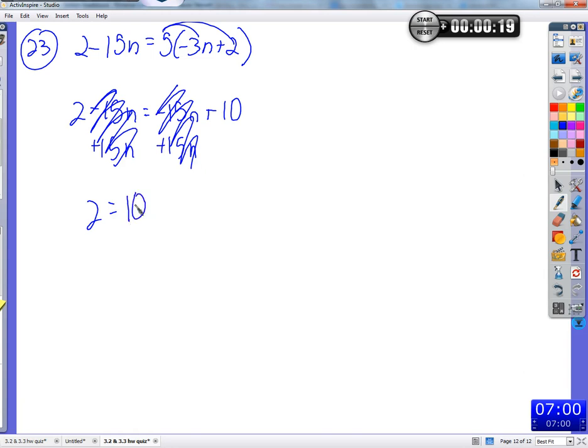Does 2 equal 10? Okay, so this is a false statement. It is a statement. It's saying 2 is 10. 2 is not 10. It's a false statement.